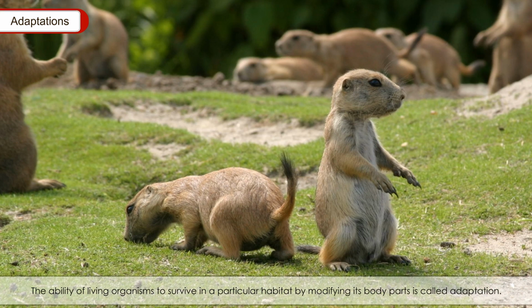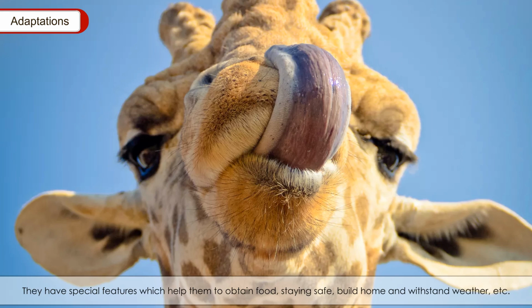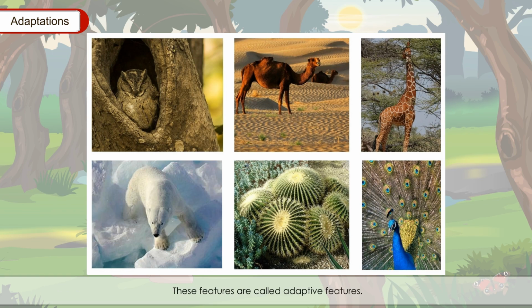Adaptations. The ability of organisms to survive in a particular habitat by modifying its body parts is called adaptation. They have special features which help them to obtain food, stay safe, build homes, and withstand weather, etc. These features are called adaptive features. The adaptive features make it possible for living things to live in a particular place.